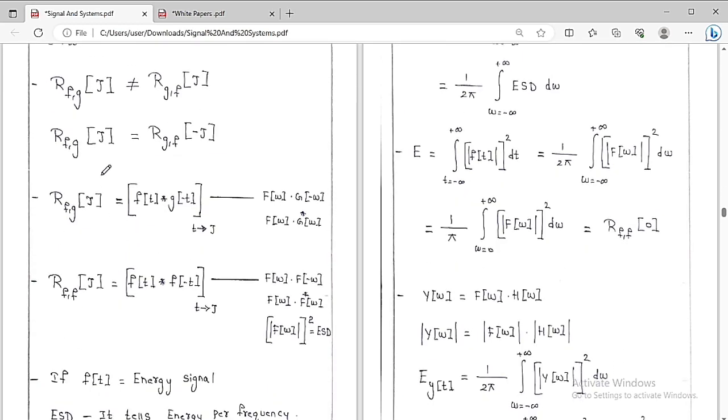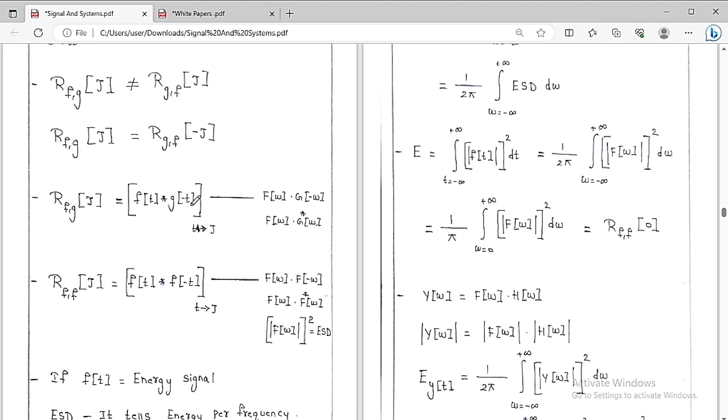Now the next formula: the cross correlation of f of t and g of t is nothing but, as I have already told you, the convolution of f of t and g of minus t, and finally replace t by tau and tau by t, as I have already proved. So you have to keep the double arrow here.